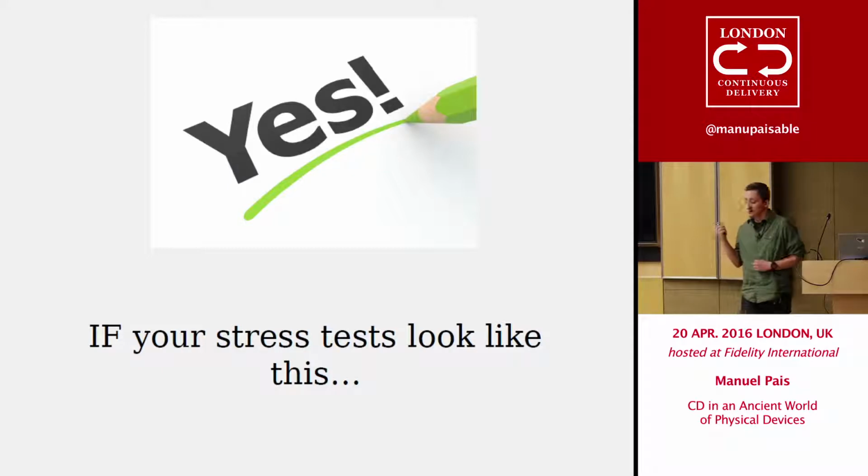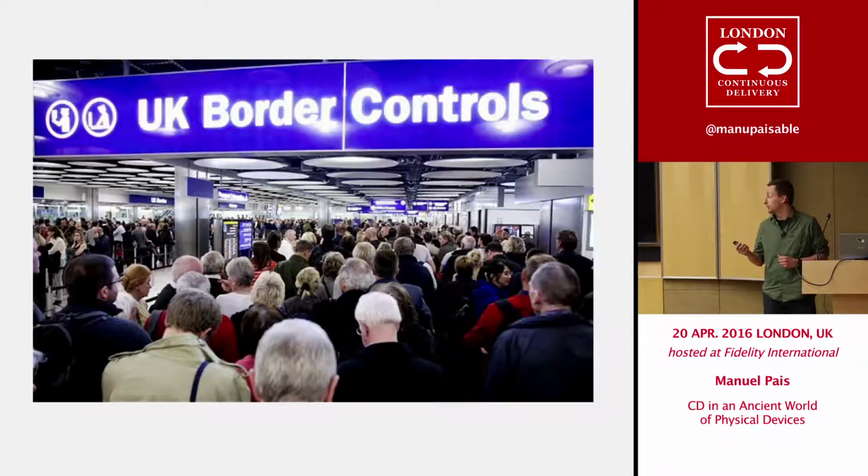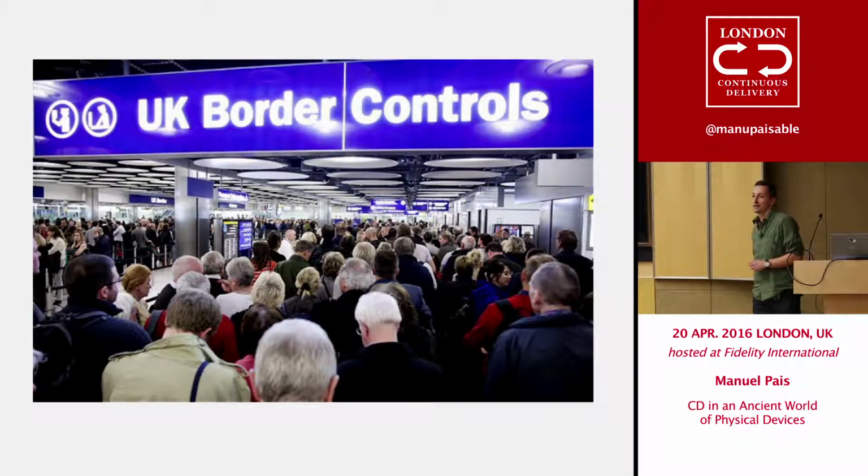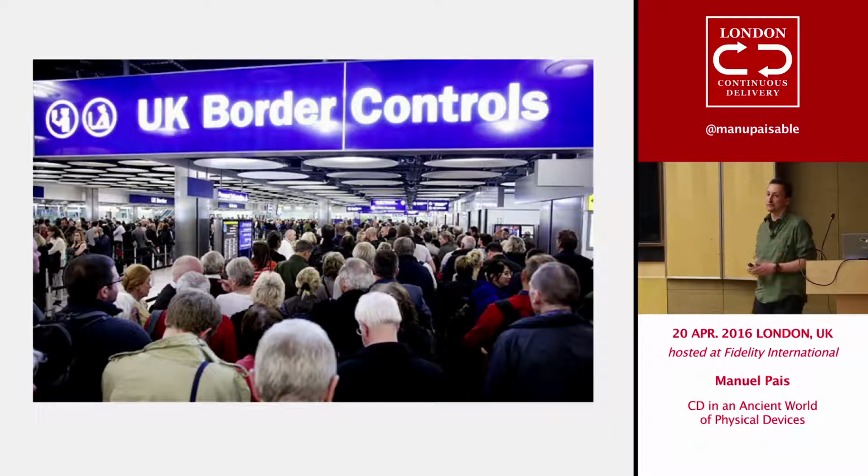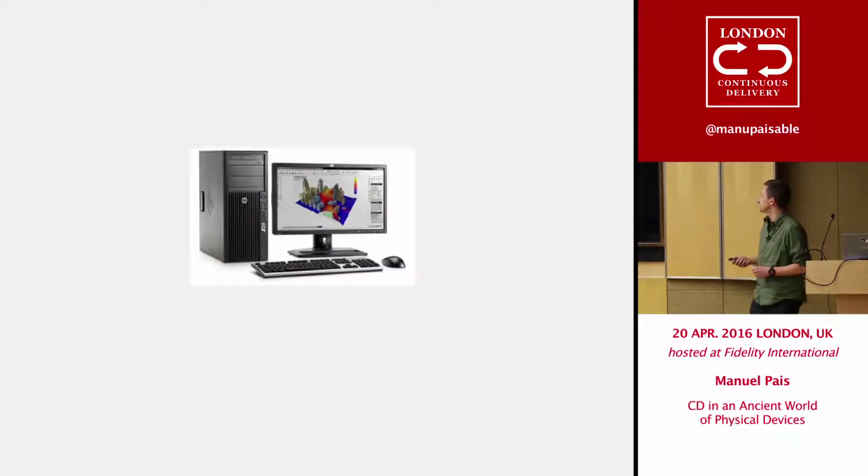And finally, the stress tests for us looked a bit like this. When you have hundreds of people arriving around the same time, and then your border looks like that, you want to get throughput of the travelers coming in as fast as possible.